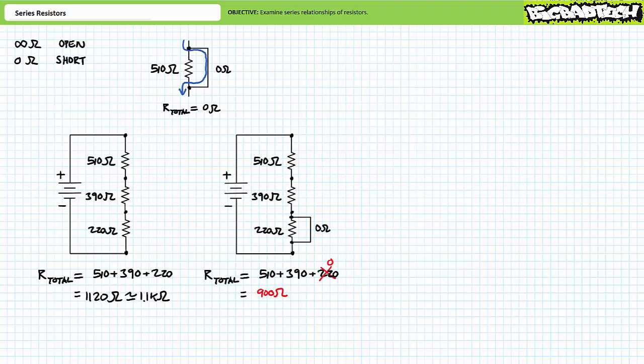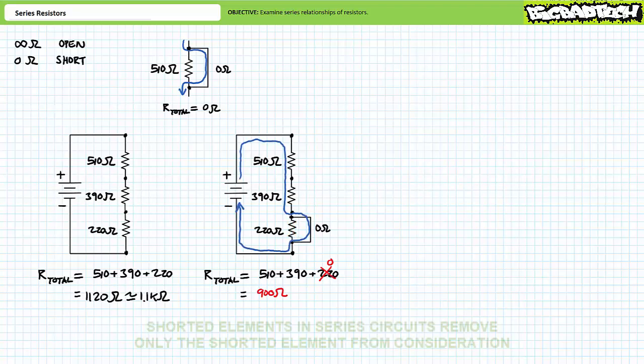If we return the 510 ohm resistor to its original configuration and short the 220 ohm resistor, the source effectively sees only the series combination of the 510 and 390 ohm resistor for a total resistance of 900 ohms, implying that the shorted resistor is essentially excluded from consideration. All current will be routed around the shorted 220 ohm resistor. In summary, a shorted element in a series path removes only the shorted element from consideration.